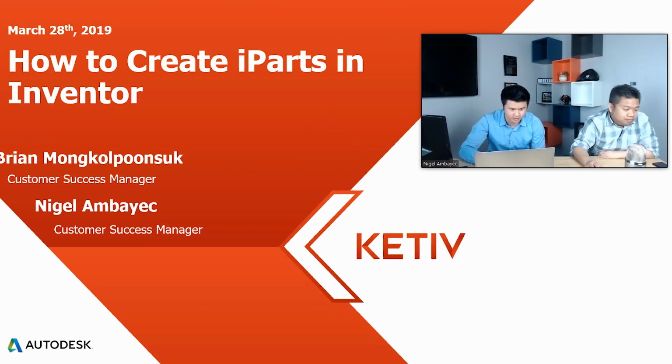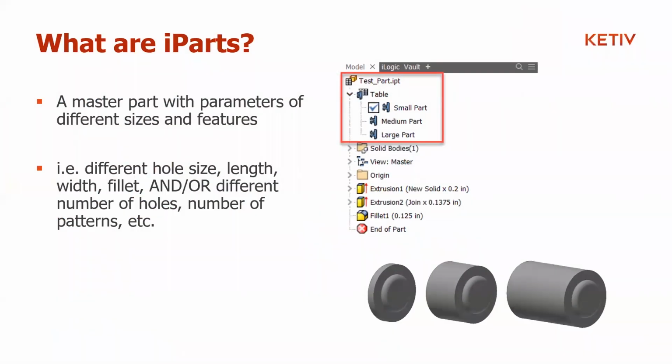All right, sounds good. Thanks, Nigel. So what exactly is an iPart? An iPart is a master part or a factory file, some may call it, with parameters of different sizes and features. They pretty much drive the different variations of your model, whether it's the size of the hole, the length, the width, the radius of the fillet, if it even has a fillet, or if it even has holes, or the number of holes.